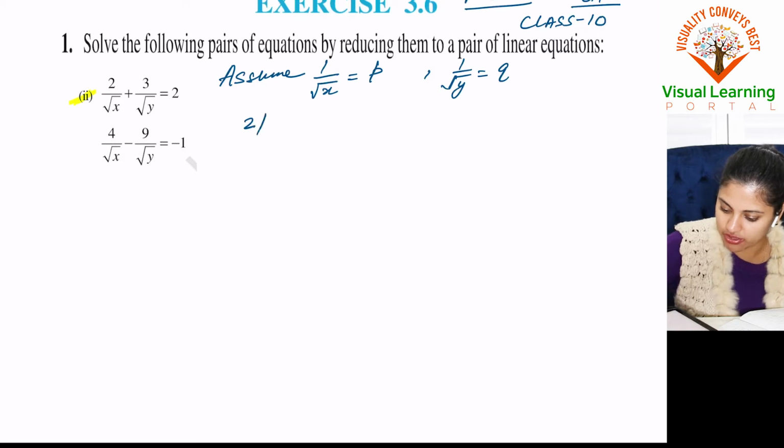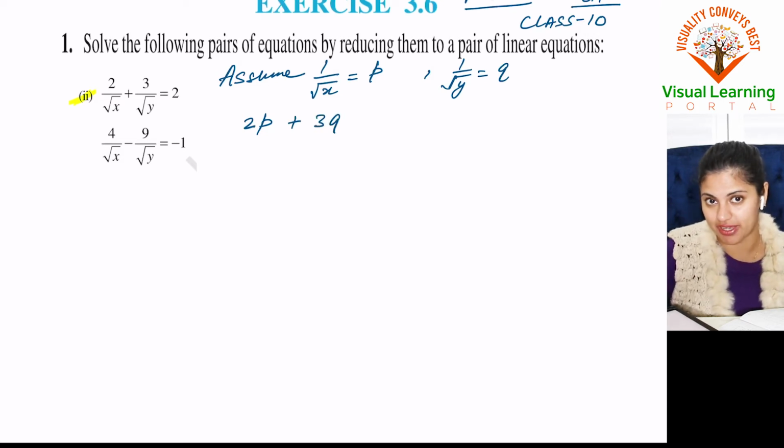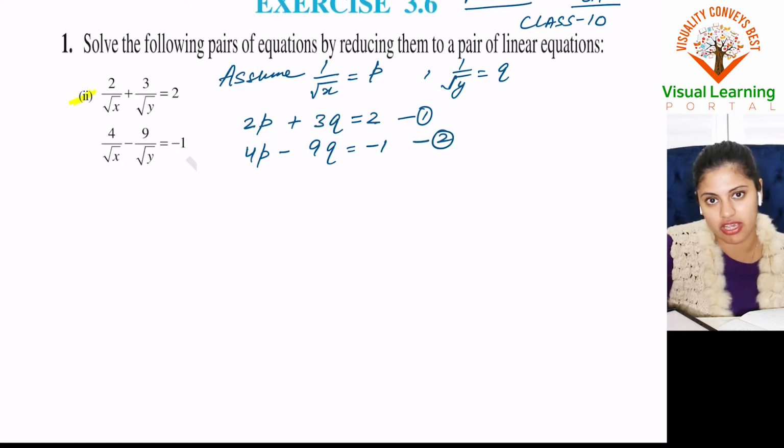So we have the equations. 1 over root x, you have assumed p, so you're going to write 2p. Don't write 2 divided by p. You're going to write 2p because 1 over root x we have assumed as p. Plus 3q is equal to 2. So this is your first equation. And the second equation will be 4p minus 9q is equal to minus 1. That's your second equation.